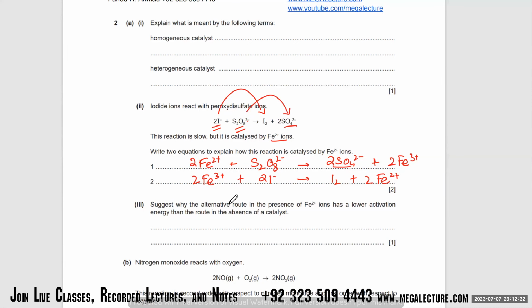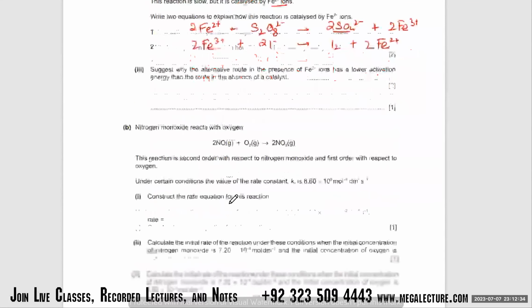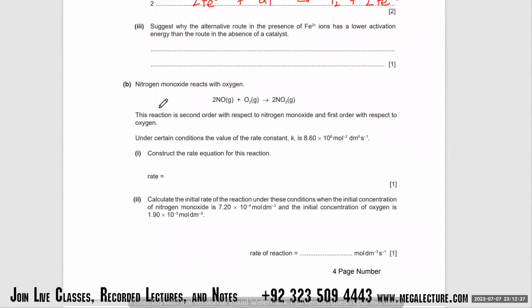Yeah. I saw this one. He's saying that there's a reaction going on. The reaction is second order with respect to nitrogen monoxide, and first order with respect to oxygen. And under certain conditions, he's given you the value of the rate constant K as well, right? So you're being asked to construct a rate equation, which is: rate = K [NO] squared, and [O2] to the power 1.